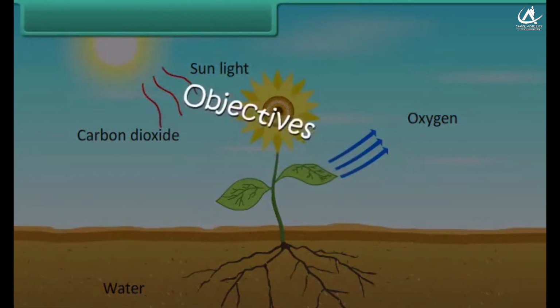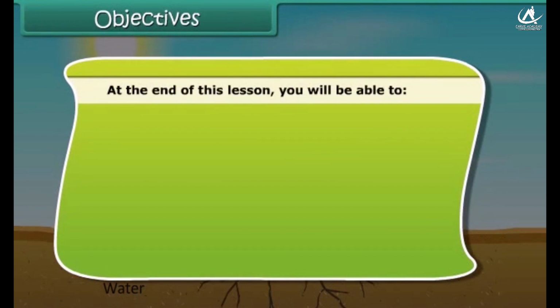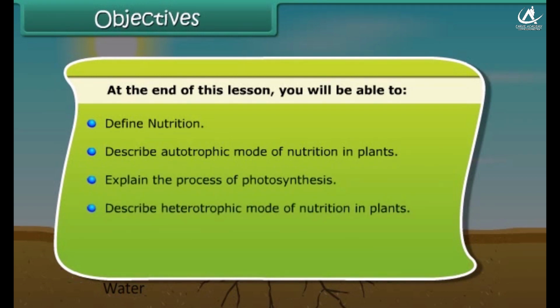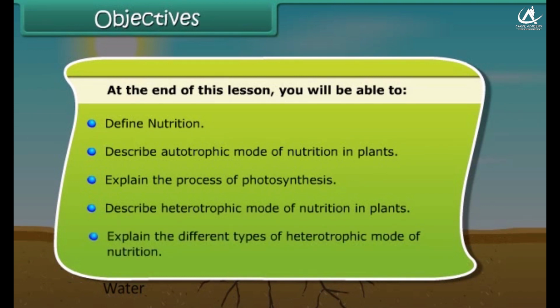Objectives. At the end of this lesson, you'll be able to define nutrition, describe autotrophic mode of nutrition in plants, explain the process of photosynthesis, describe heterotrophic mode of nutrition in plants, and explain the different types of heterotrophic mode of nutrition.